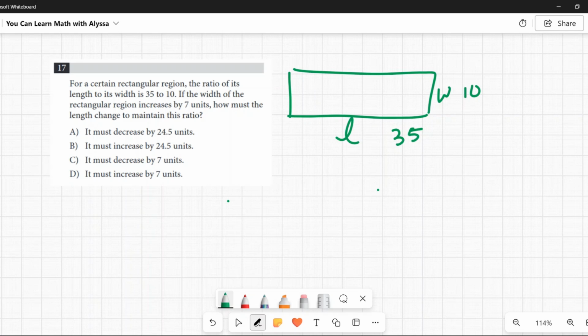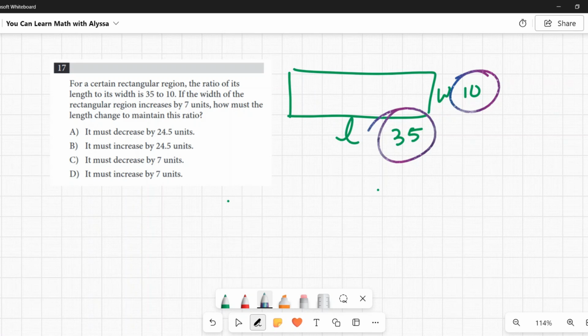All right, so I am just going to use these actual numbers, 10 and 35, for my first method that I'm showing you, because it works. The ratio is 35 to 10, so it could be actually 35 inches by 10 inches or 35 feet by 10 feet. So the width is increased by 7. Now I want to keep that same ratio. How much got added to the 35?